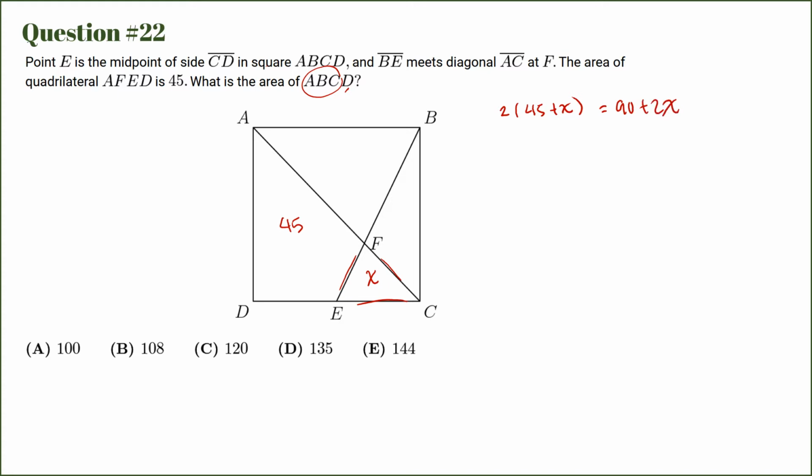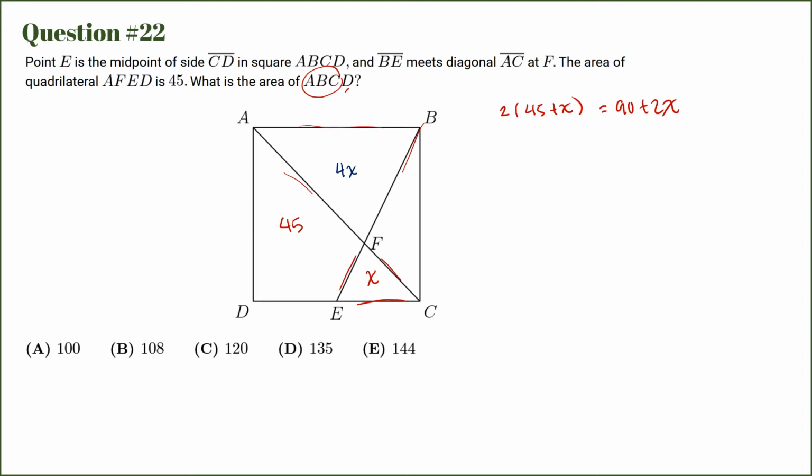Now let's think about triangle ABF. Triangle ABF is similar to triangle CEF. These sides have a ratio of 2 to 1, with AB being the 2 and CE being the 1. So the area ratio would be the square of that. So triangle ABF would have an area of 4x.